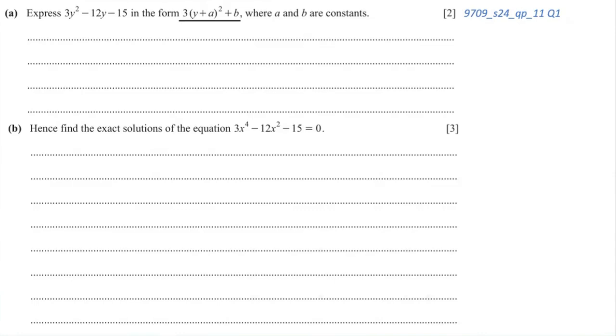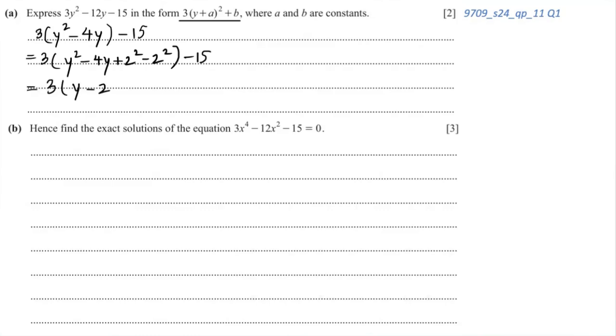There are many ways you can do this, but the classical one is just to factor out the 3. This becomes y squared minus 4y. You can factor out 3 from the 15 too, but you can just leave it on the side. So this will be 3 times y squared minus 4y plus 2 squared minus 2 squared, and minus 15. You're trying to complete the square. This will be 3 times (y minus 2) squared minus 4 times 3 minus 12 and minus 15.